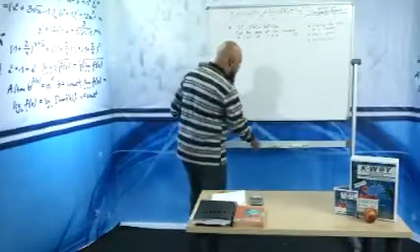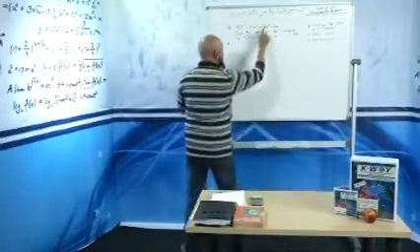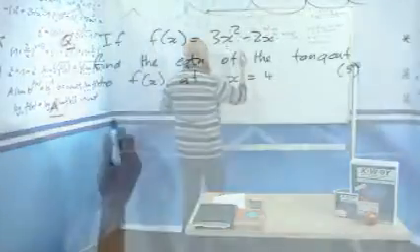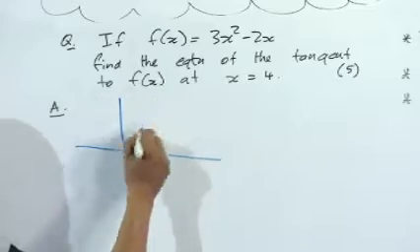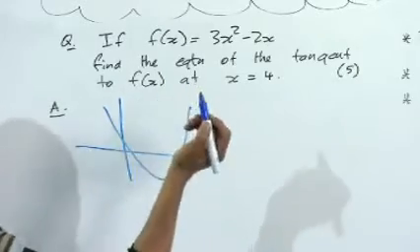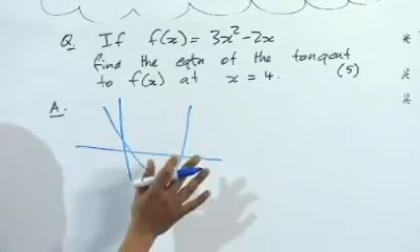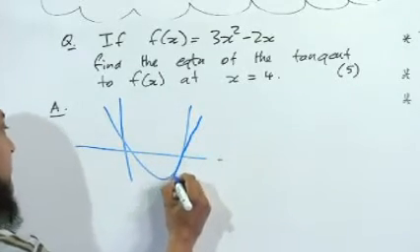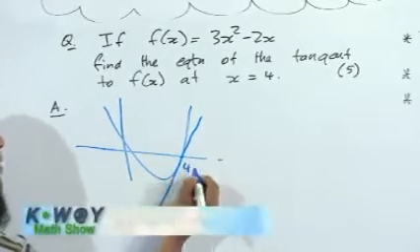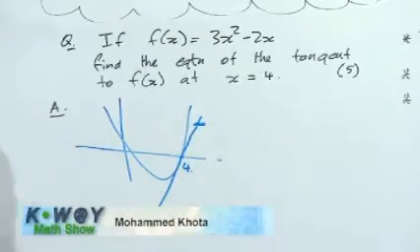We have a parabola, right? 3x squared minus 2x is a parabola. Just to give you a rough indication of what we're talking about, there's a parabola that looks like that. That's just a very rough sketch. At the point x equal 4, there is a tangent passing through it. They want the equation of this tangent.